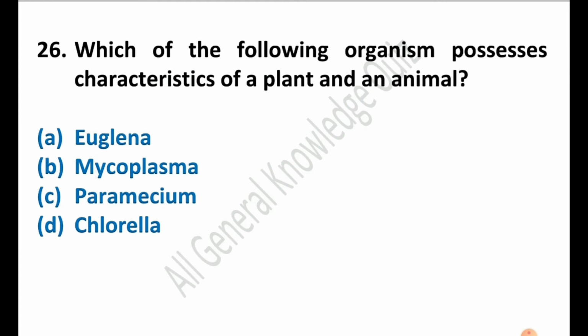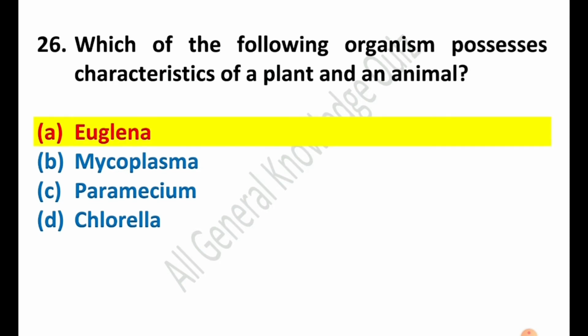Question number 26. Which of the following organism possesses characteristics of a plant and an animal? Option A, Euglena. Option B, Mycoplasma. Option C, Paramecium. Option D, Chlorella. The answer is option A, Euglena. Euglena possesses characteristics of a plant and also an animal.